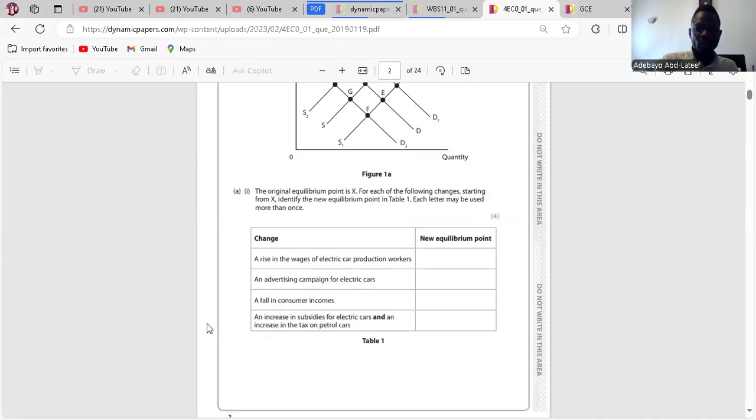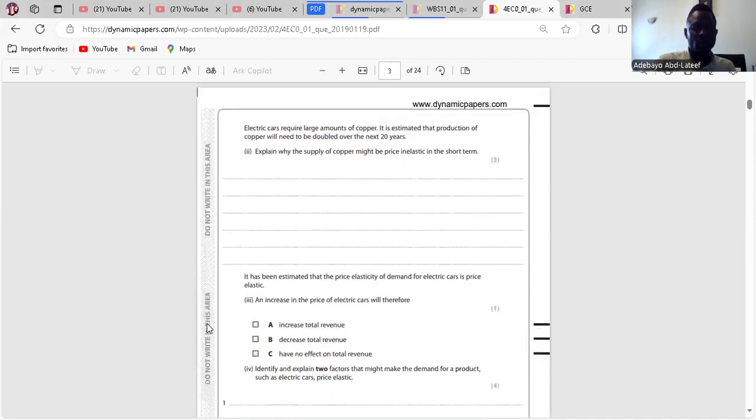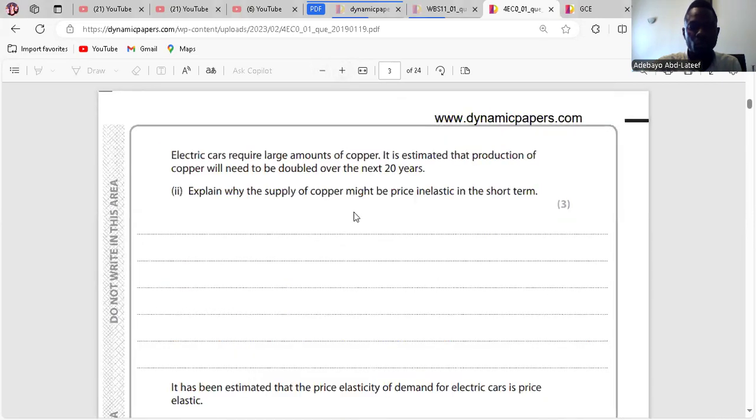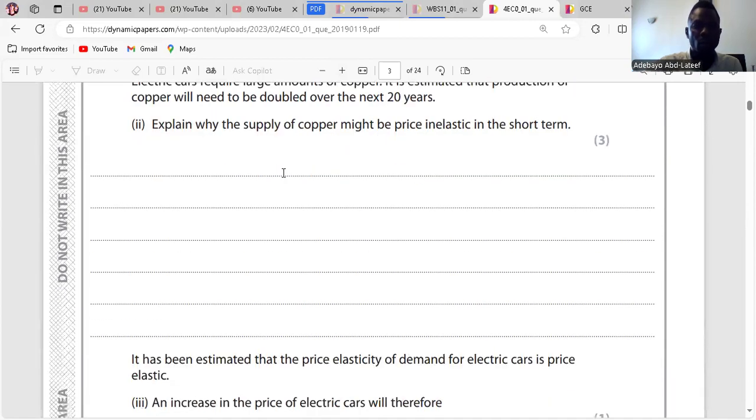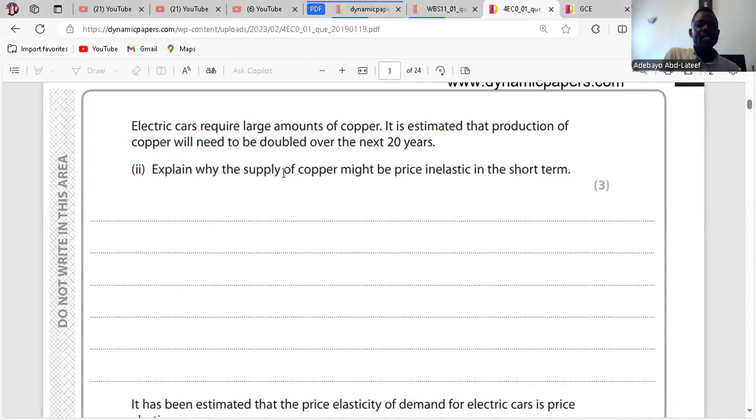Clear? So move on. So Roman figure 2. Electric cars require a large amount of copper. It is estimated that production of copper will need to be doubled over the next 20 years. Explain why the supply of copper might be price inelastic in the short term.